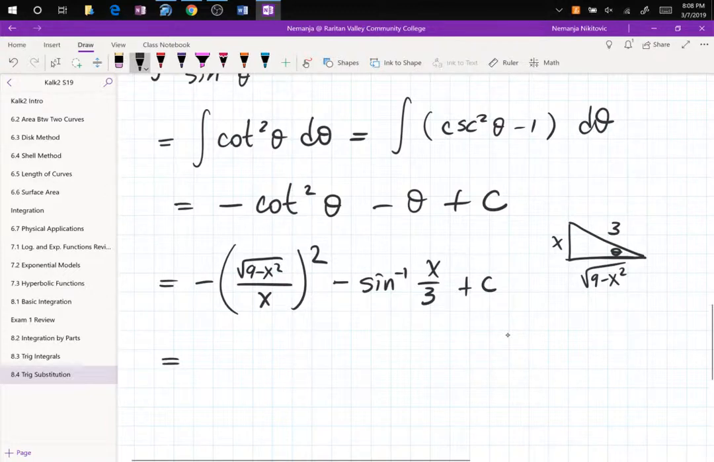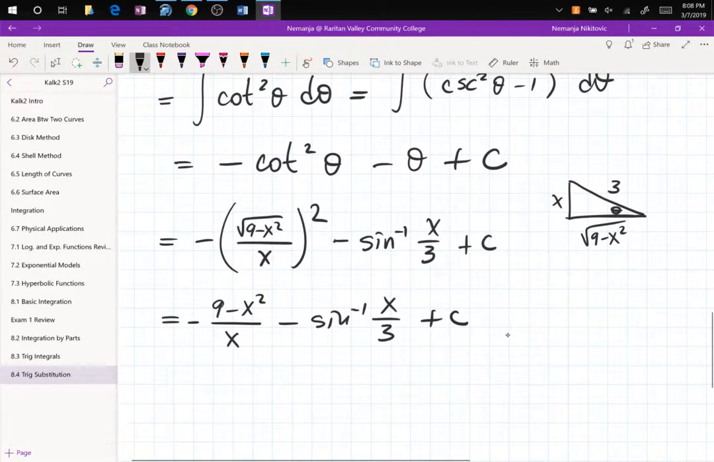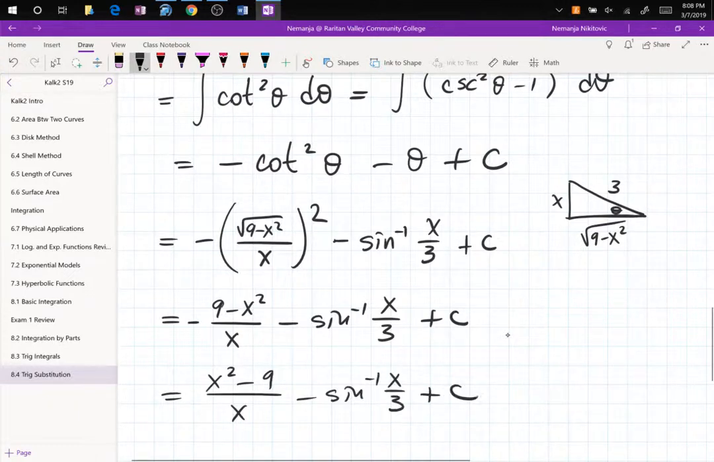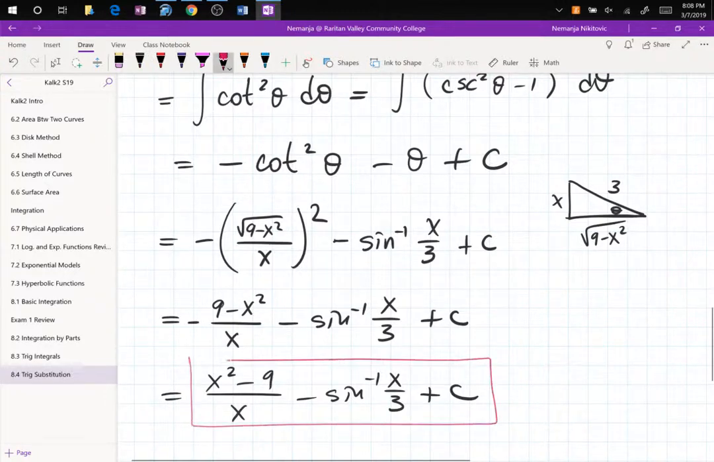Applying the square makes it 9 minus x squared, because it kills the square root. There is a negative in front, and then x, and then minus sine inverse x over 3 plus c. And this minus will flip the order, so it becomes x squared minus 9 over x, minus sine inverse x over 3 plus c, and that ends it. Why didn't you have an x squared in the denominator? I do have an x squared in the denominator. It's clearly x squared. Look.